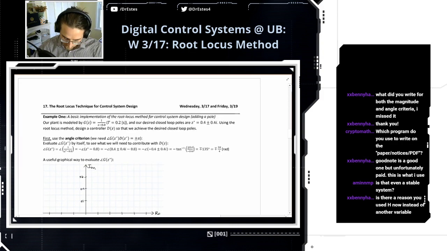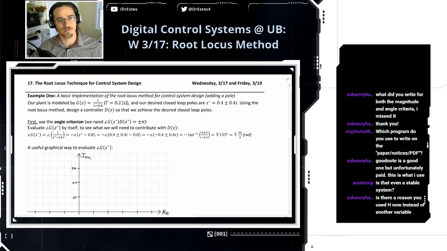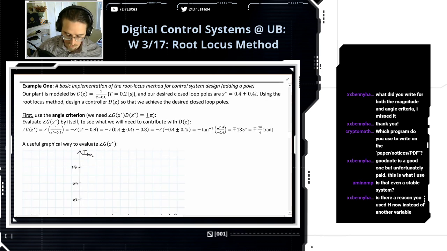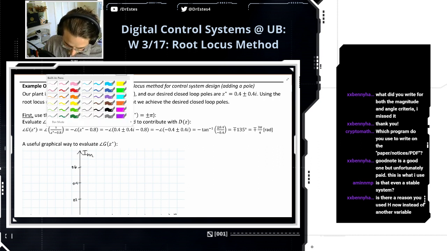We have like 5 minutes here, so we're not gonna finish this example. But now we're at the point where I'm going to show you like, okay, magnitude and angle criterion. Where does the rubber meet the road? How does this help me actually make a controller? That's what this example is going to start to do.